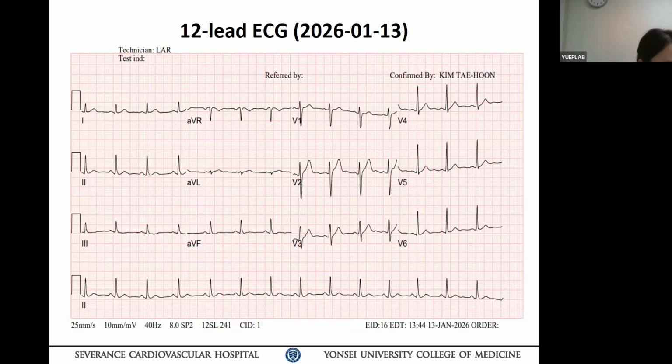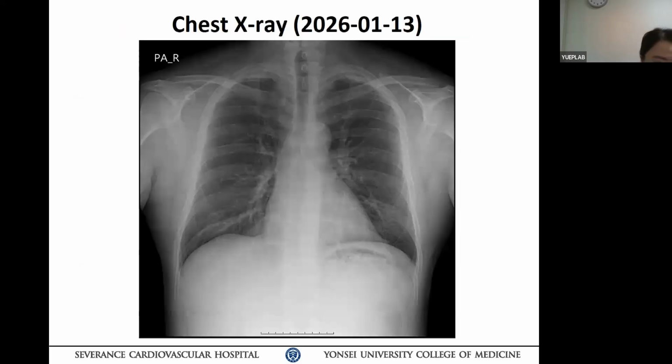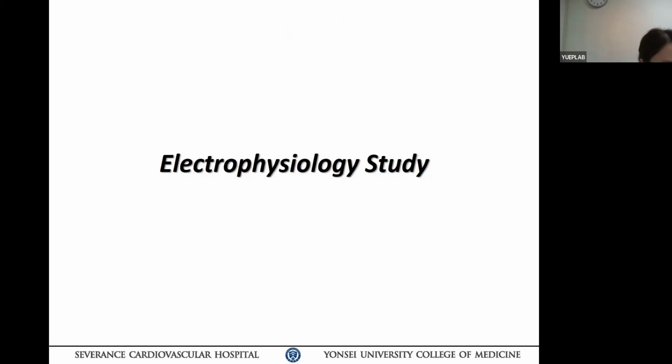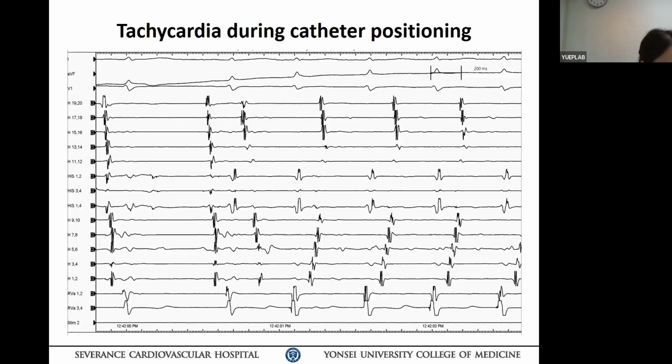And this is the baseline ECG. And this is the previously documented narrow QRS tachycardia. The chest X-ray was normal, so we performed an EP study. And this is the baseline catheter positioning in the RAO and LAO views. Tachycardia with an eccentric atrial activation sequence was induced during the catheter positioning.